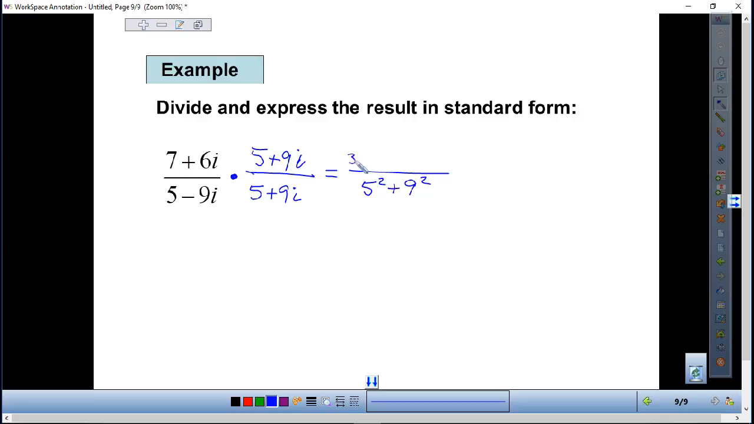And on top, we're actually going to have to FOIL this out. We're going to have 35 plus 63i plus 30i plus 54i squared. Now when we go to simplify, on the bottom we're going to have 25 plus 81. 25 plus 81 is going to give us 106.